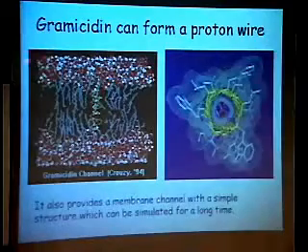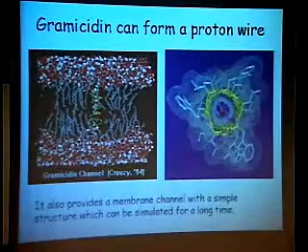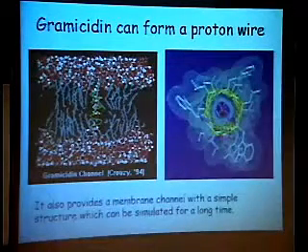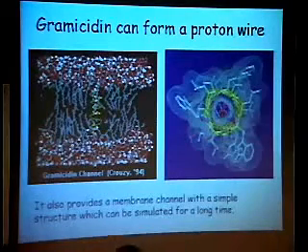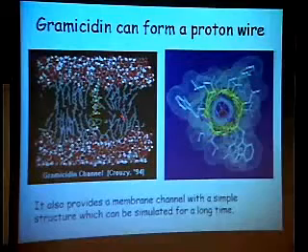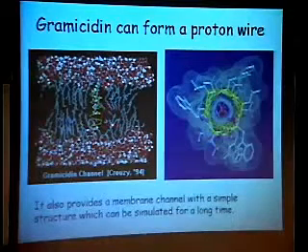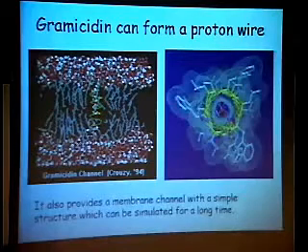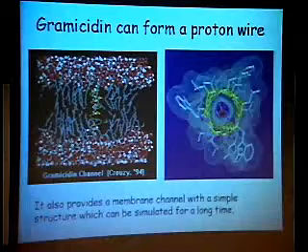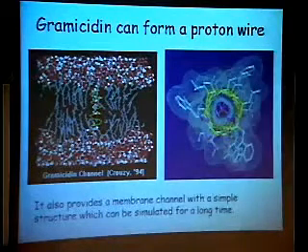So this is another view. This is actually a very nice example for molecular dynamics simulation because it's a very, very small channel. So you don't need a large patch of membrane and a lot of atoms in your system to study gramicidin. And that's why it has been studied a lot by simulation people, and many people study this because you can modify it and you can add groups to it.